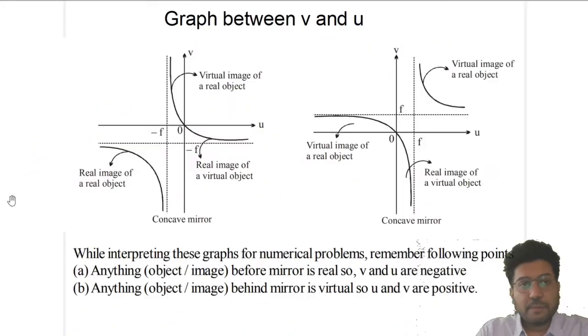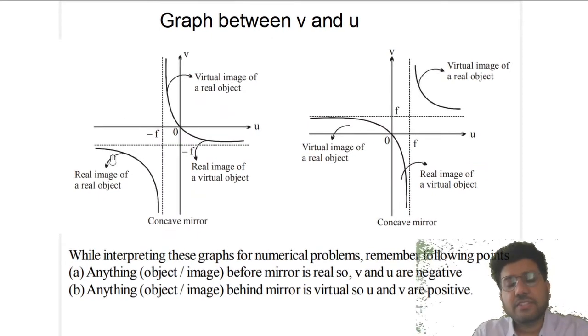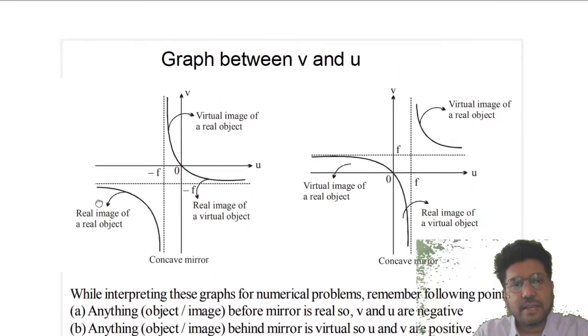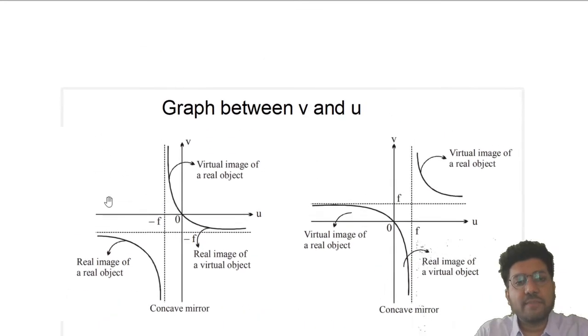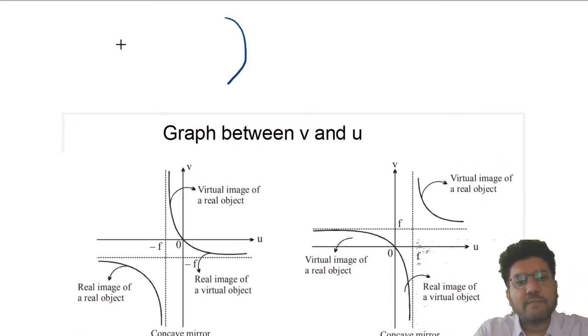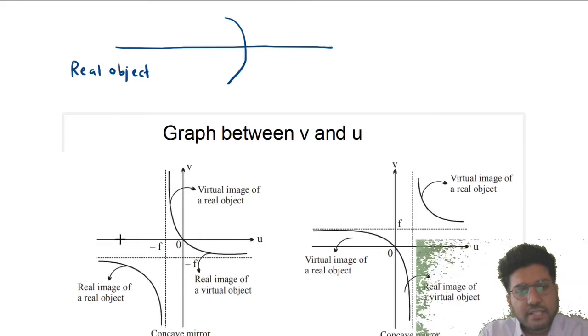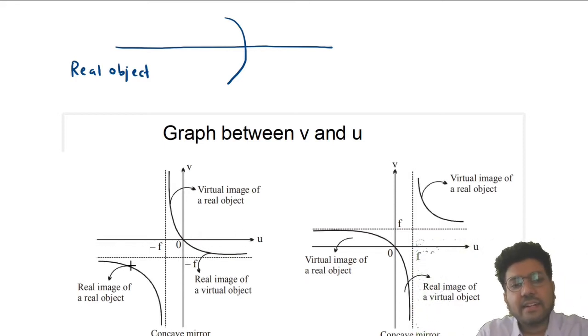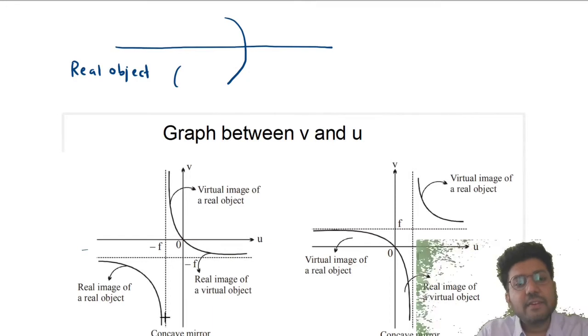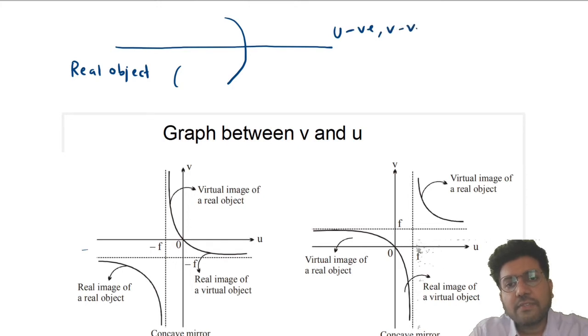Now, the graph between image distance and object distance. Okay, so first I will go for the concave mirror. If you remember, for the concave mirror, let us start with a real object. Now this side is the real object, so real object is negative u. So this is v, this is u, and the negative side is the real object. Okay, and the negative side is also the real image. So u negative, v negative is the real image.